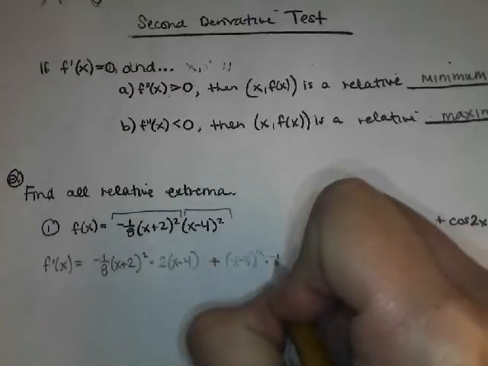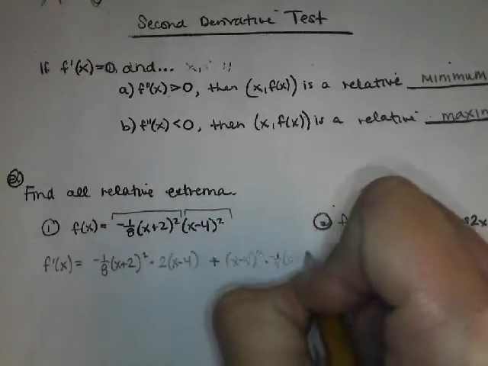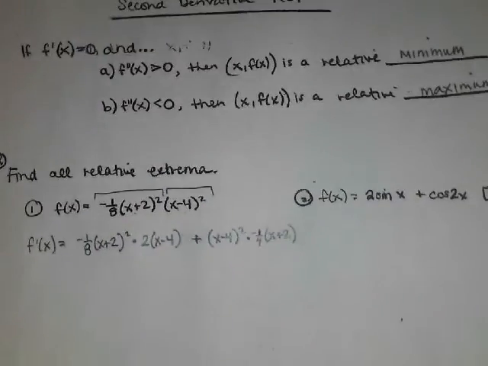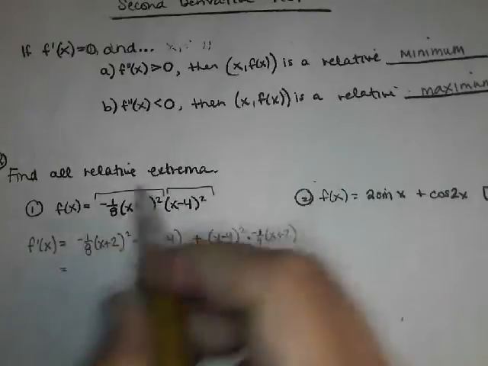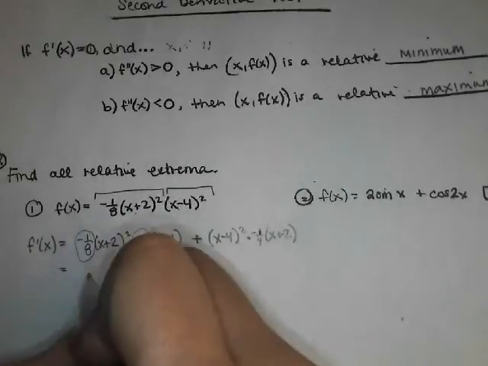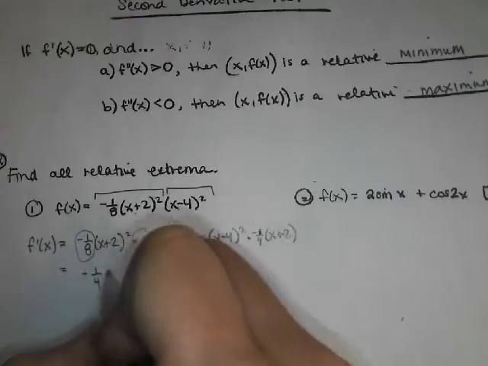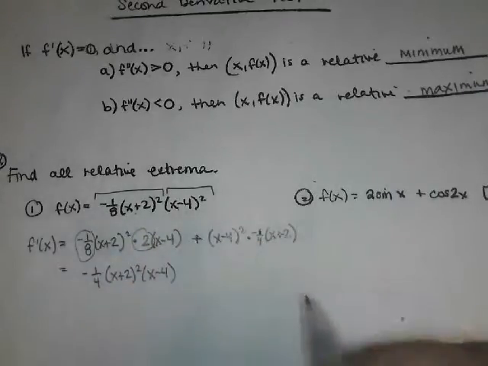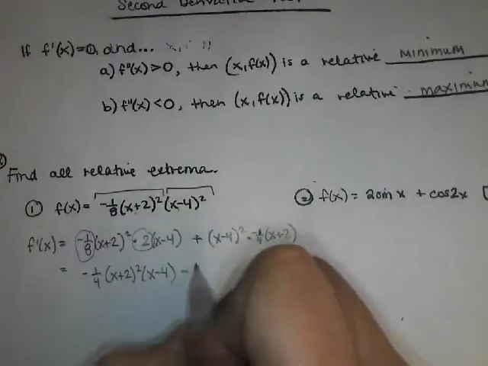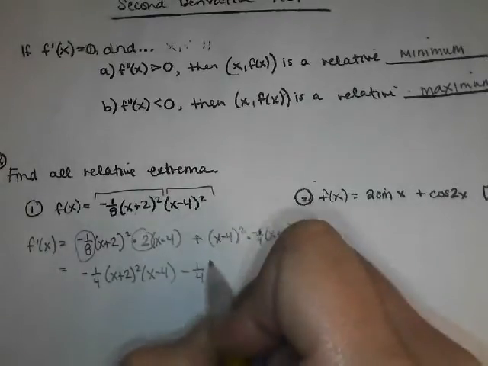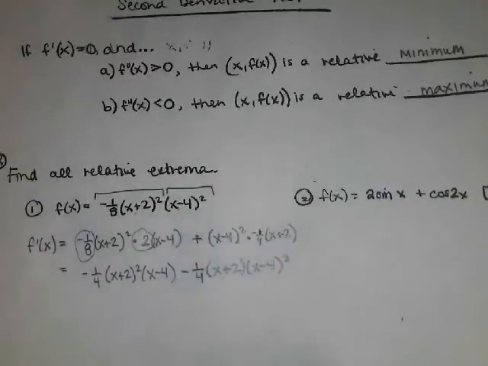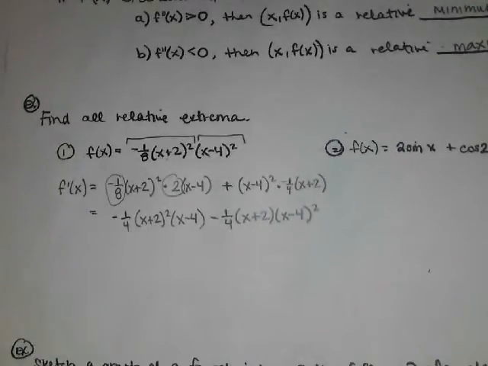So if I clean this up, this is going to become negative 2/8, which is negative 1/4, times x plus 2 squared times x minus 4. And then another negative 1/4 as a coefficient, x plus 2, x minus 4 squared. A problem like this kind of came up on our review sheet. How can we simplify this expression even further? What'd you say? Take out factoring, yeah.